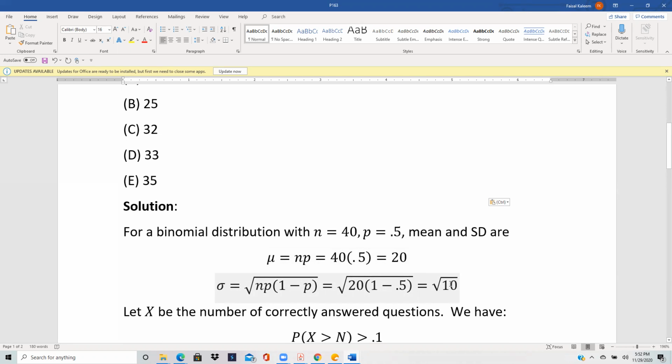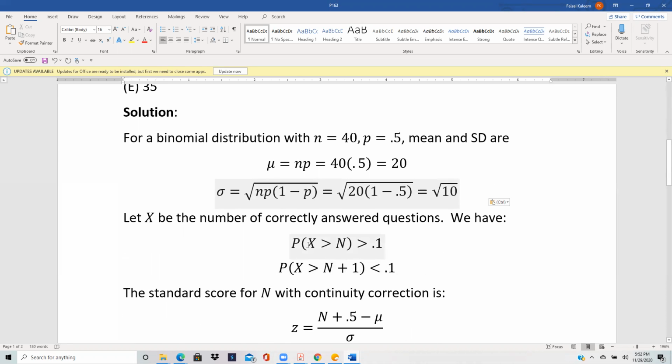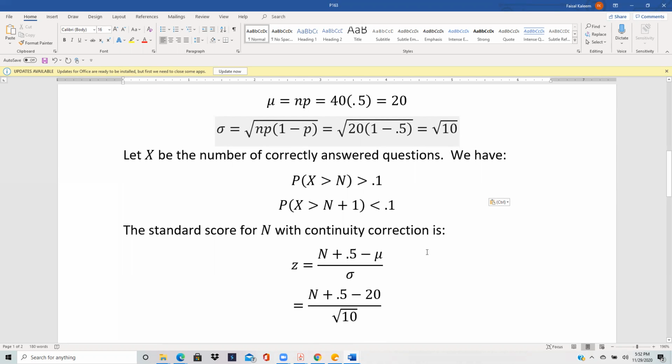Now let x be the number of correctly answered questions. We're given that probability x greater than n is greater than 0.1 and probability x greater than n plus 1 is less than 0.1. So n is the main number. We change that into standard score.